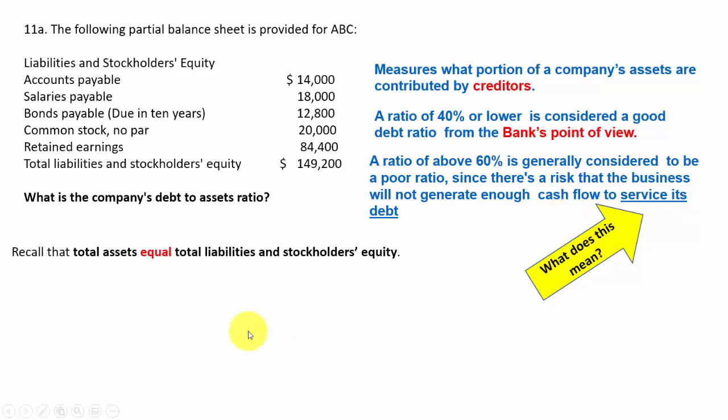Now, total assets equal total liabilities and stockholders' equity. You can keep that in mind this whole class, right? That's the most important thing in the whole class, which is the asset side. It's got to always equal the liability, stockholders' equity side. Keeping that in mind, the debt to asset ratio would be the total liabilities divided by the total assets.